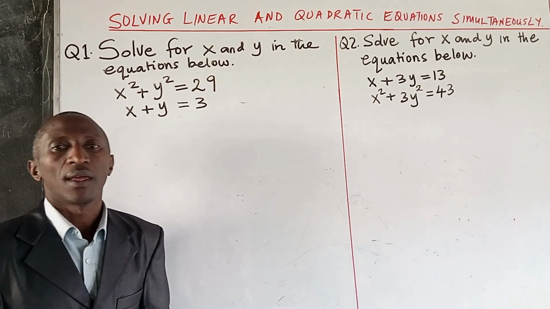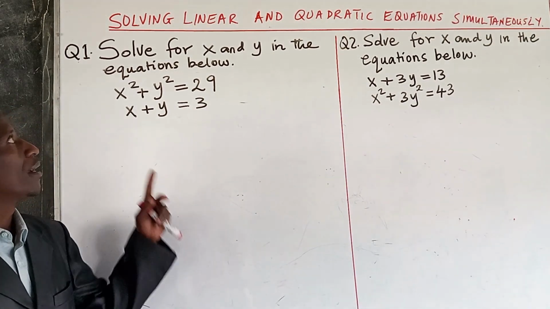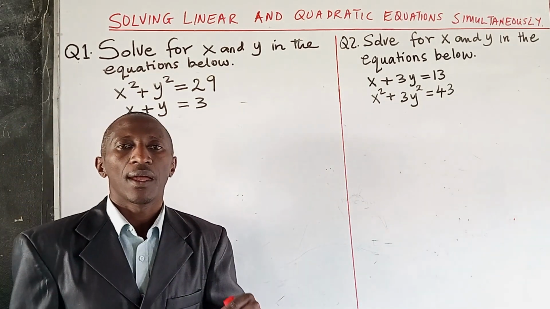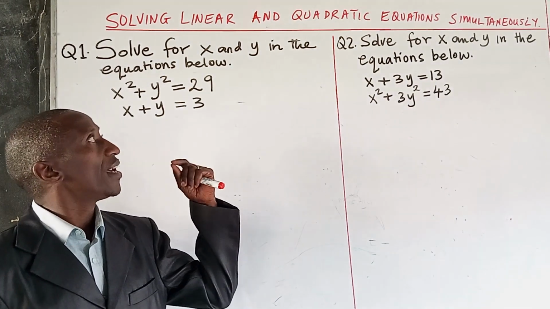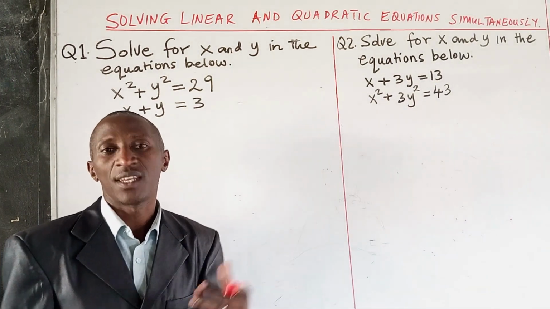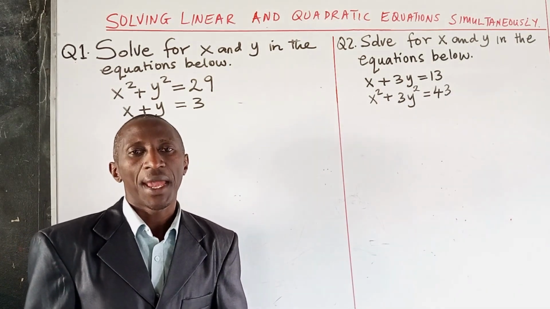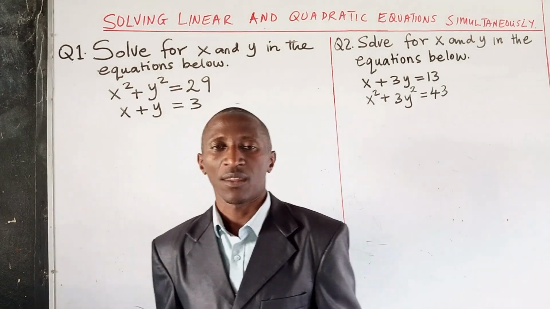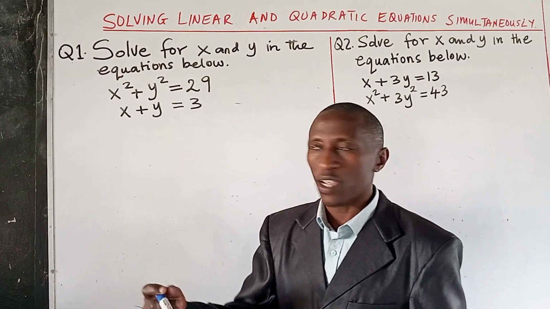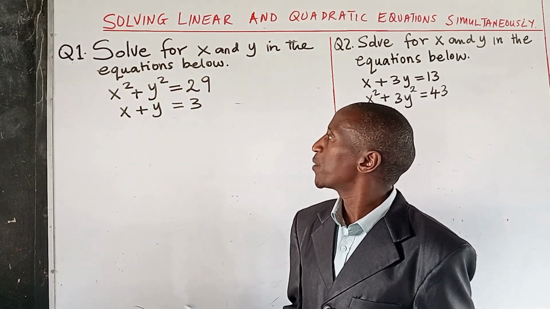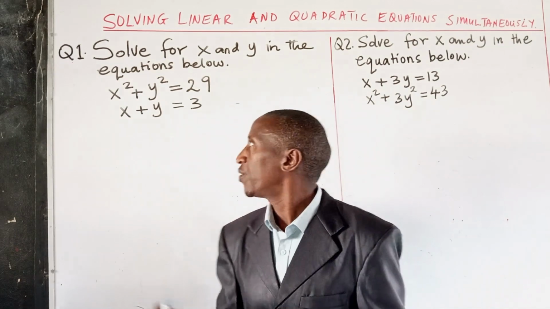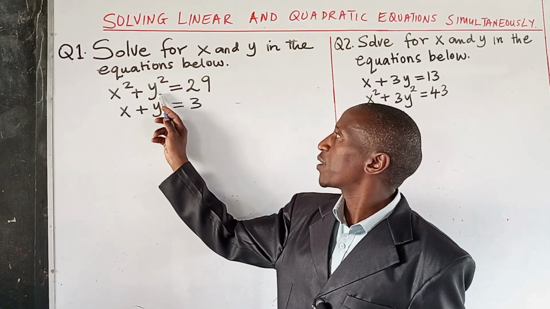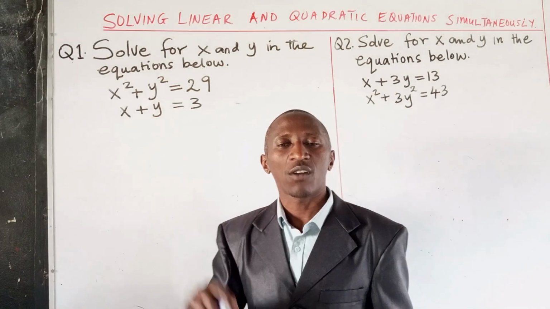You find that in this topic, we solve quadratic equations combined with a linear equation at the same time. In mathematics, they say simultaneously. And the big trick here is to identify which equation is linear, the simple equation. In this case, we have x plus y being our linear equation: x plus y is equal to 13, whereas x squared plus y squared equals 29 is our quadratic equation.